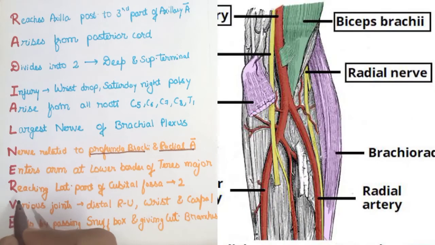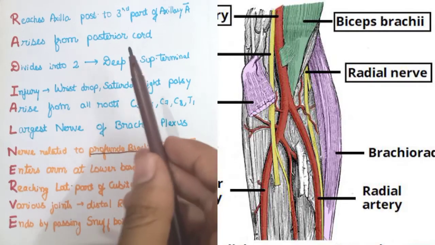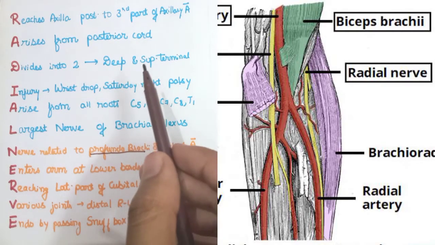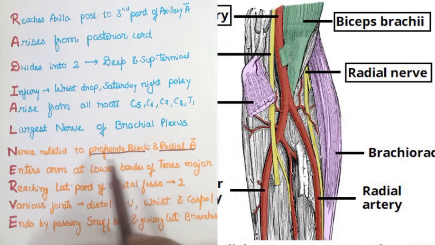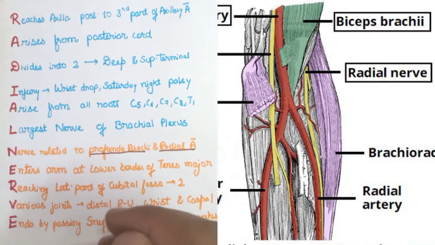Now the letter R. R stands for reaching the lateral part of the cubital fossa. It divides into two terminal branches that we already discussed, the deep terminal branch and the superficial terminal branch. These two branches arise from the lateral part of the cubital fossa near the lateral epicondyle of the humerus.